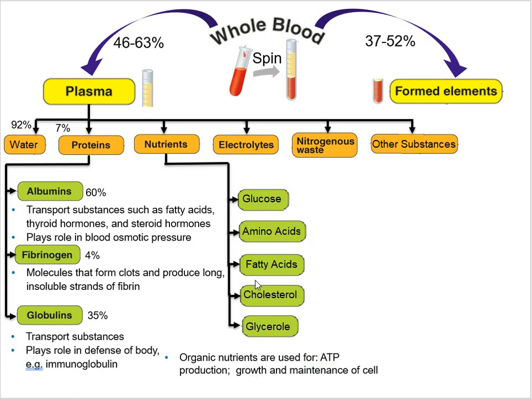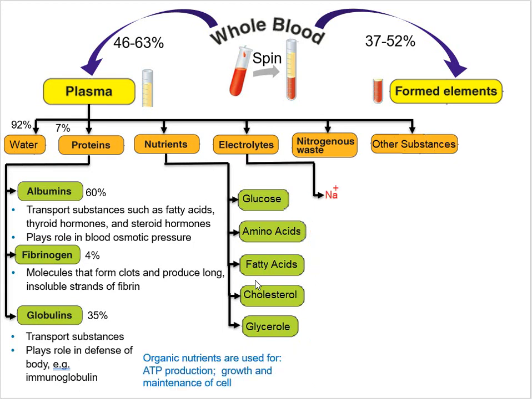Now let's look at the electrolytes. What are the electrolytes and their functions? There are many different types of electrolytes that you find in the plasma. Sodium makes up about 90% of plasma cations. So there are positive ions, and 90% of that is sodium. In addition to sodium, you find potassium, calcium, magnesium, chlorine, bicarbonate, phosphate, sulfate. So you find all these different ions.